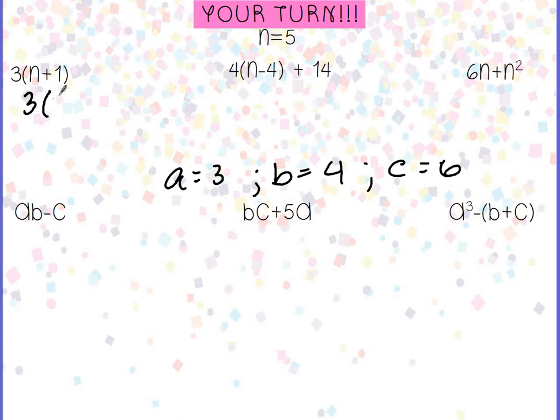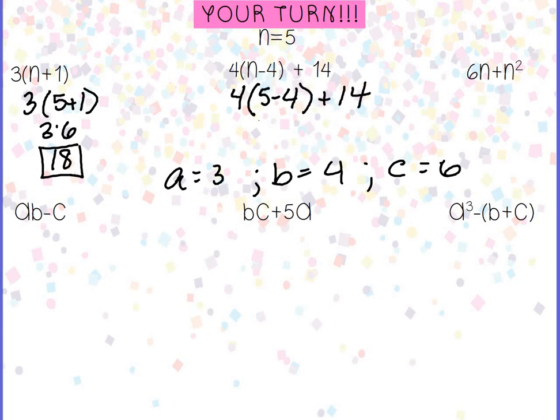So here I should have had 3 times the quantity of 5 plus 1, which would be 3 times 6, which would be 18. Here I would have had 4 times the quantity of 5 minus 4 plus 14. So 4 times 1 plus 14 would be 4 plus 14.